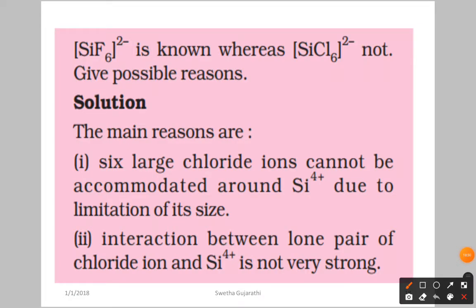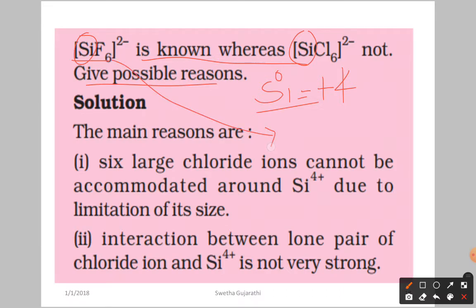Here we have in-text question: SiF6 2- is known, whereas SiCl6 2- is not. Give the possible reason. Here, if you see, for both we have the center atom, silicon. As you know very well, silicon belongs to the fourth group, which means the maximum oxidation number is +4. In both we have the +4 oxidation state. I think you know how to calculate it. Let us see an example of how to calculate.